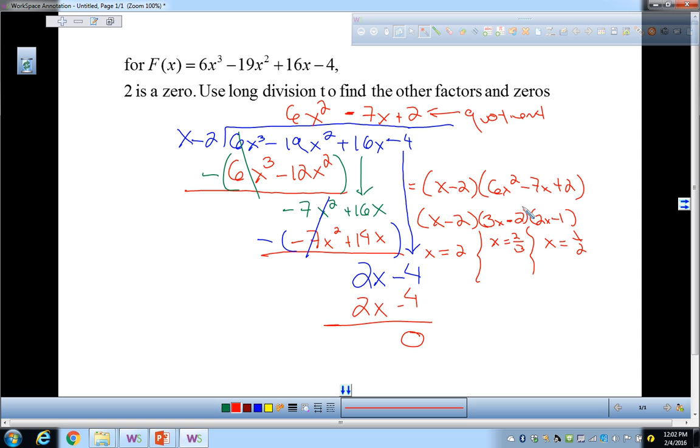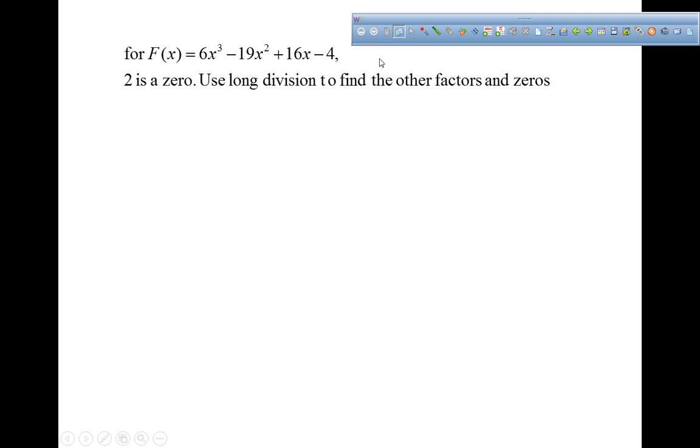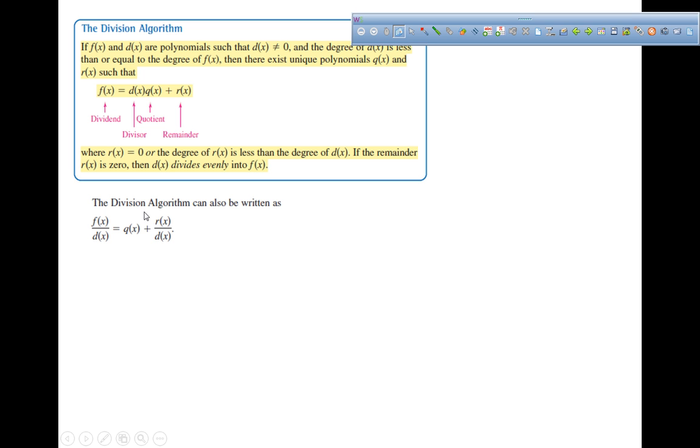Is it x equal to negative? No, because you set this equal to 0, right? 3x minus 2 equals 0. So x equals positive 2. Gotcha. All right? More? I did that one already.